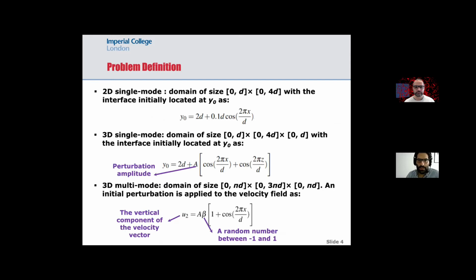Regarding the initialization of the domain for both 2D and 3D single mode instabilities, we initialize the domain by applying an initial cosine perturbation with this formulation, as we can see here. But for the multimode one, we apply the perturbation to the vertical component of the velocity vector. And the reason for that is that it has been shown that for such multimode instabilities, this kind of perturbation will give us an almost grid independent solution.